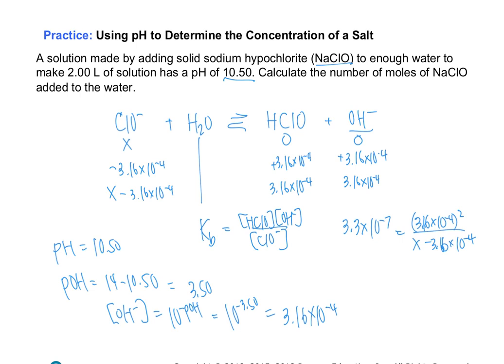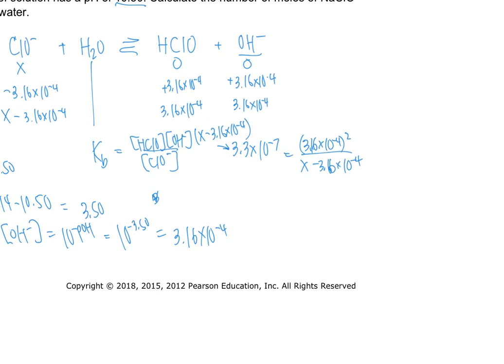So I'm going to multiply both sides by the bottom, so I'll multiply x minus 3.16 times 10 to the negative 4 up here. And I'll get, it's getting kind of messy, I'll go to the side, 3.3 times 10 to the negative 7 x minus 1.04 times 10 to the negative 10 equals, and then we'll do 3.16 times 10 to the negative 4 squared, which is equal to 9.99 times 10 to the negative 8.